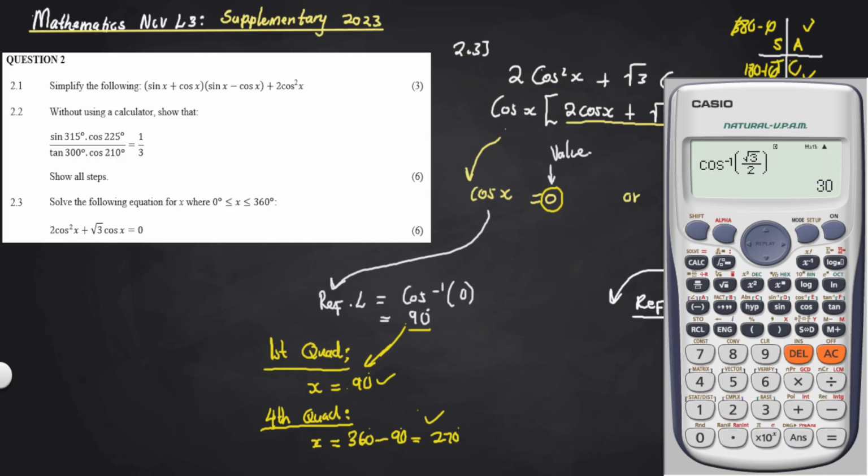My value is negative. Where is cos negative? Third quad as well as second quad. With second quad, let's start there. My solution is x equal to 180 minus 30, which is 150 degrees. In the third quad, x is 180 plus 30, which is equal to 210 degrees. These are my solutions for this equation.